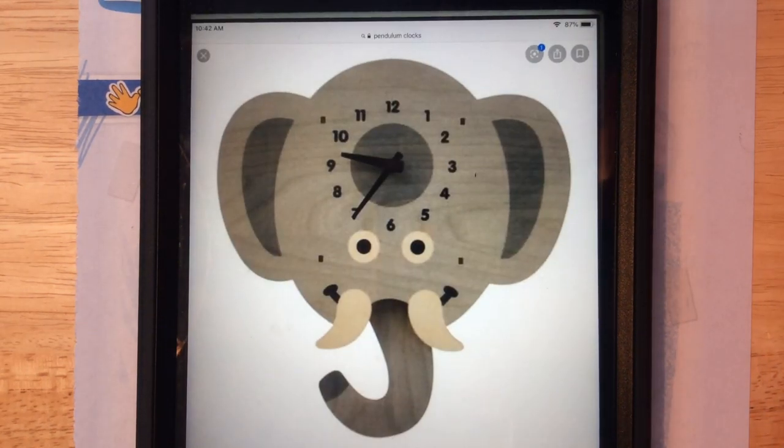This is kind of a whimsical clock. I took a picture of it because I thought it was kind of funny. Can you tell it's an elephant? And this part of the elephant, the trunk, serves as a pendulum. A pendulum is a part of a clock that swings back and forth and counts the minutes. And I'll show you another clock with a pendulum shortly.